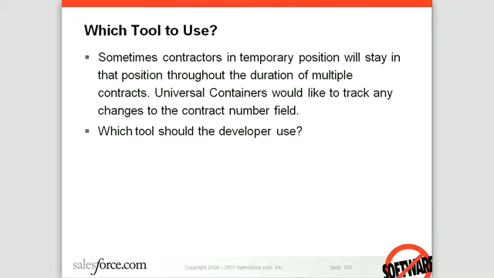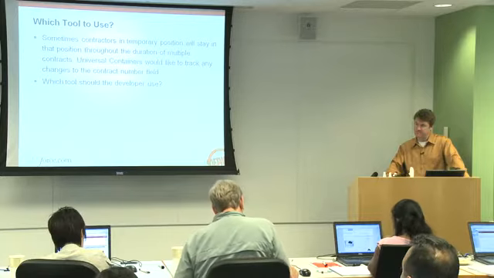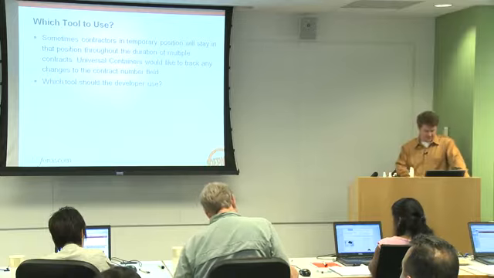Sometimes contractors in temporary positions will stay in that position throughout the duration of multiple contracts. Universal Containers would like to track any changes to the contract number field. Which tool would we use? Set up field history. That'd be field history tracking. Very good.